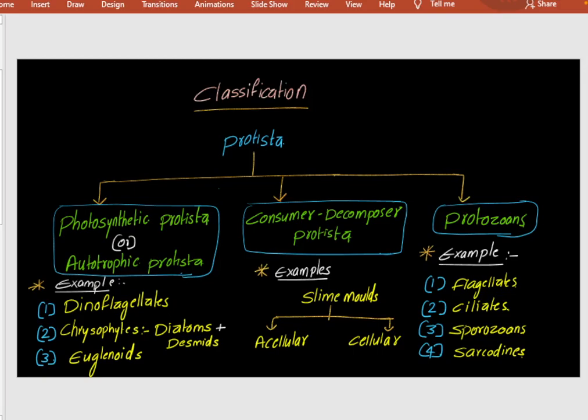So in yesterday's class we started the classification of Protista. Just once again, a quick revision we'll do. Habitat completed. So classification of the Protista, how many broad classes are there? 3 classes. What are those? Photosynthetic Protista, consumer decomposer, protozoans. How many groups are there in photosynthetic Protista? 3 groups: dinoflagellates, chrysophytes and euglenoids. Slime mold is the one group in consumer decomposer. In the protozoans, 4 groups are there: flagellates, ciliates, sporozoans and sarcodines.